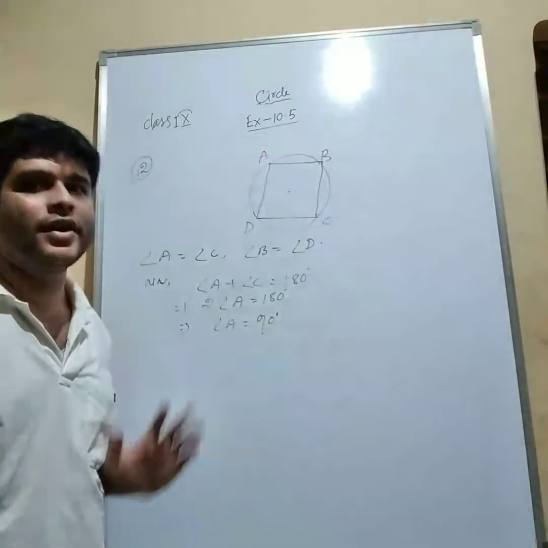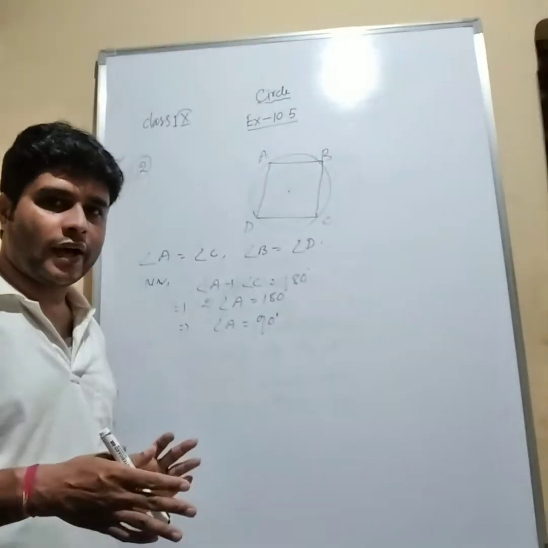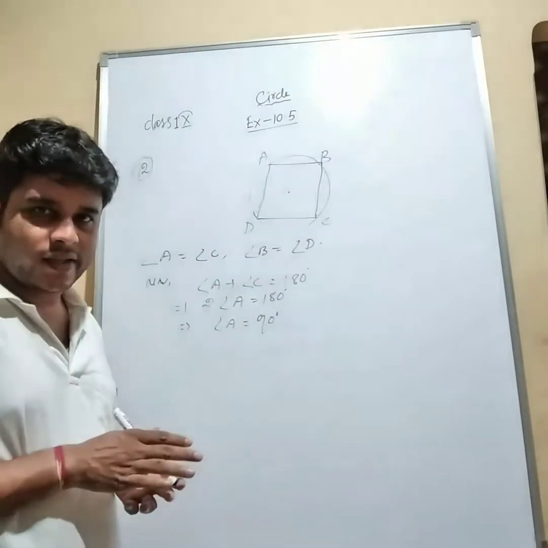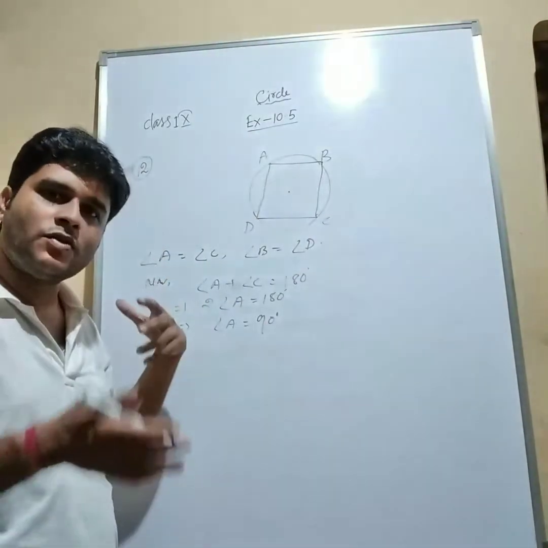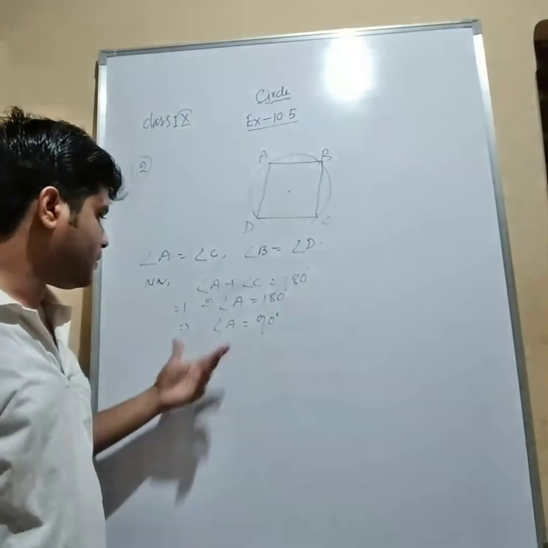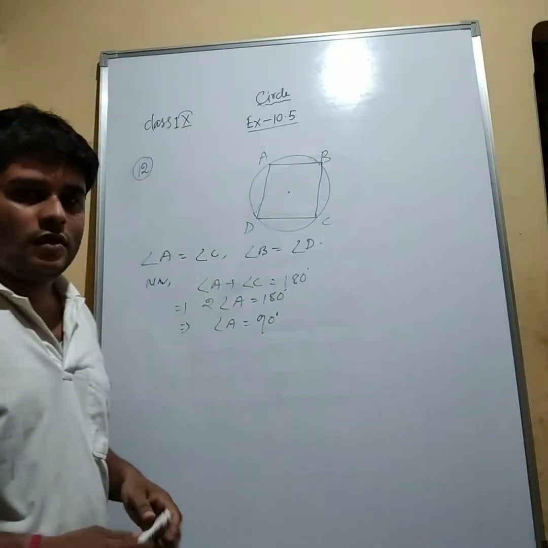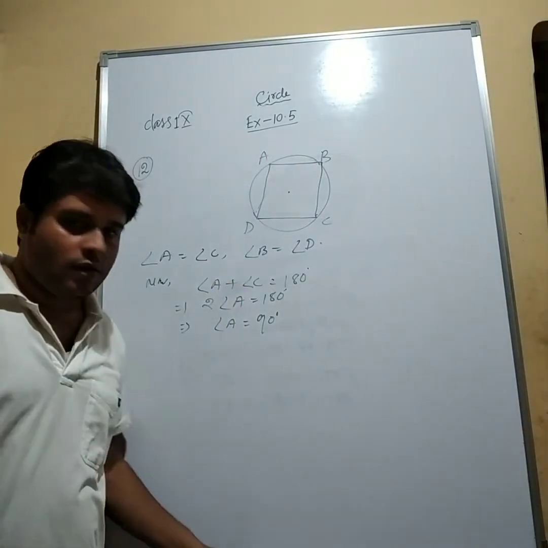It is 100% sure it is a rectangle. It may be a square, but for a square all sides are the same, and it is not clear from here that all sides are the same. That is why it is a rectangle. So ABCD is a rectangle. Hope you understood.